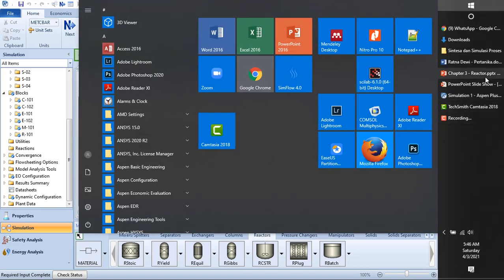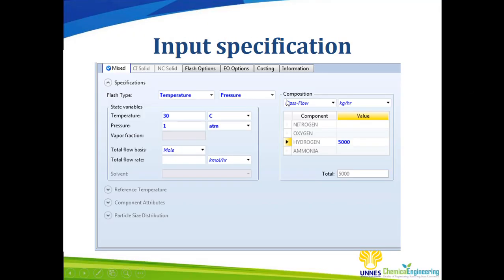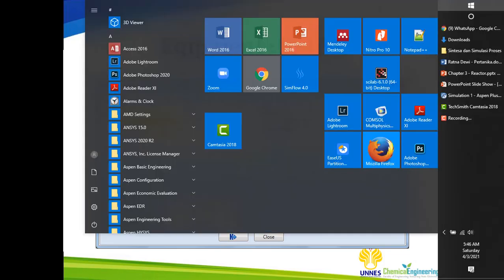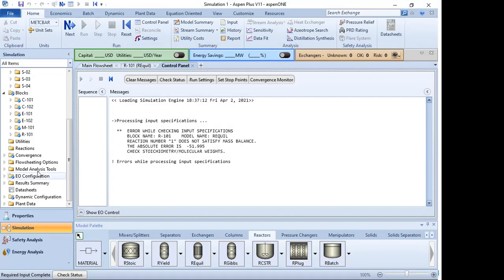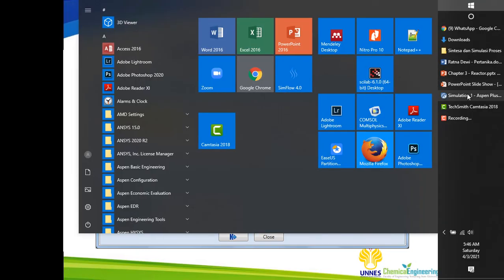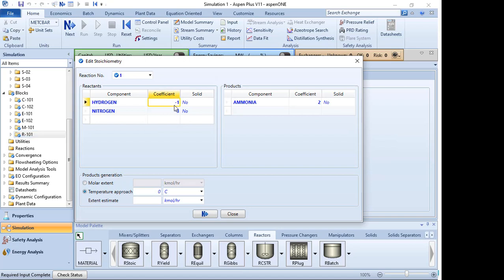I made a mistake. Sorry, this one is the 3 and this one is 1. 3 hydrogen, 1 nitrogen. Sorry.